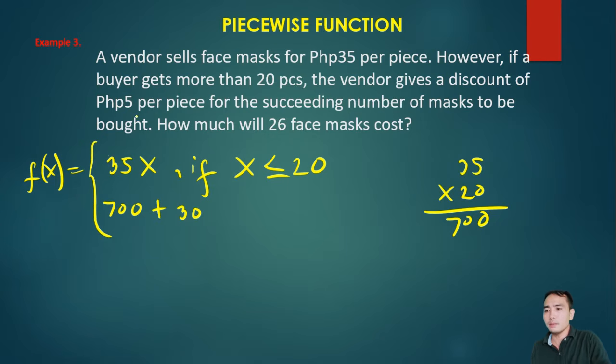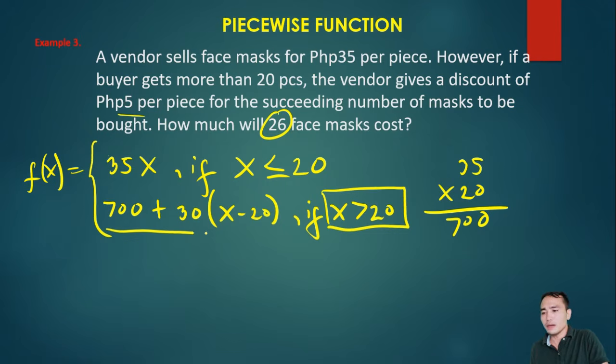Why 30? Kasi kapag bumili siya ng 20 pieces or more, meron siya ngayong discount na 5 pesos per piece. So, that is 35 minus 5 is equal to 30. 30 pesos na lang per piece, times x minus 20. Okay. So, ito yung condition natin if x is greater than 20. Okay, how much will 26 face mask cost? So, 26 is greater than 20. So, ito siya. We are going to use the second function.